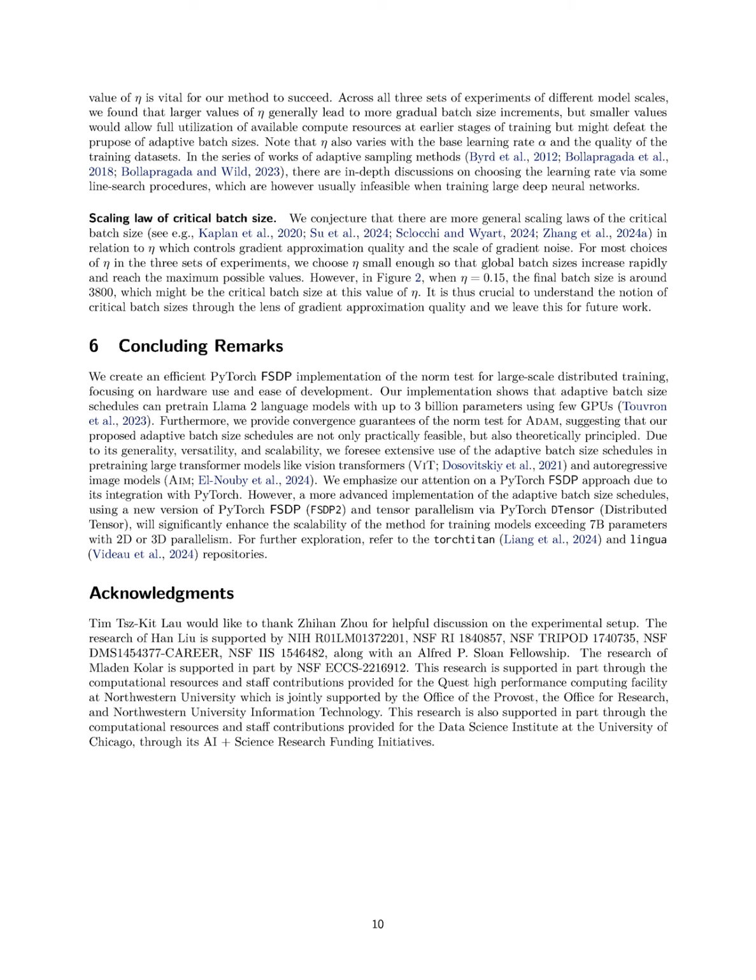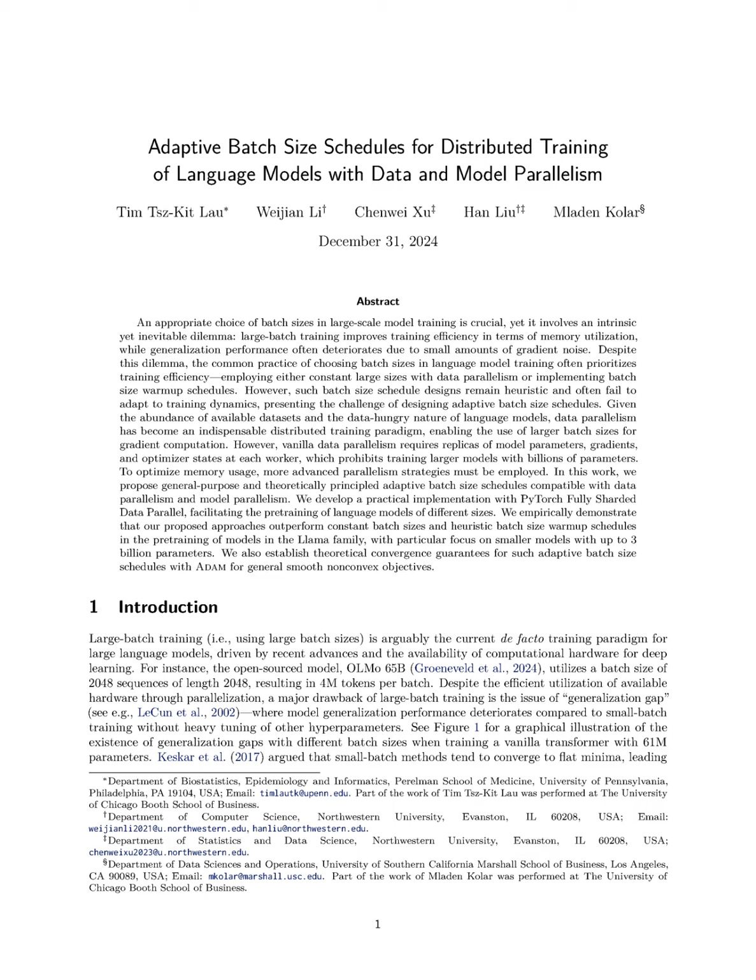The authors suggest future research directions that include exploring the integration of a new version of PyTorch FSDP, FSDP2, and tensor parallelism via PyTorch DTensor, which could significantly enhance scalability for training larger models. They also highlight the need to better understand the critical batch sizes in relation to gradient approximation quality, indicating that this area requires further investigation. Overall, addressing these limitations and exploring these future directions could lead to more robust and scalable training strategies for large language models.